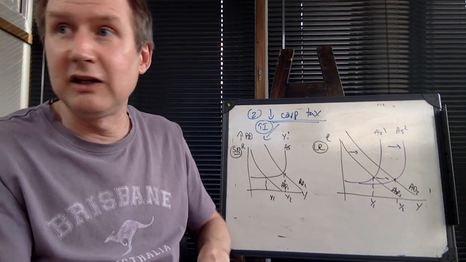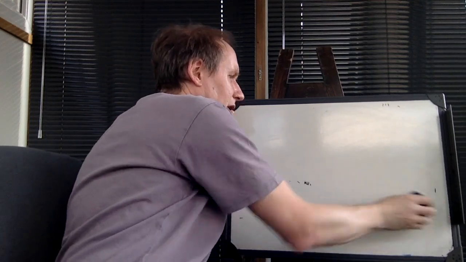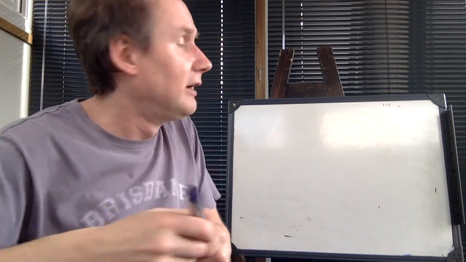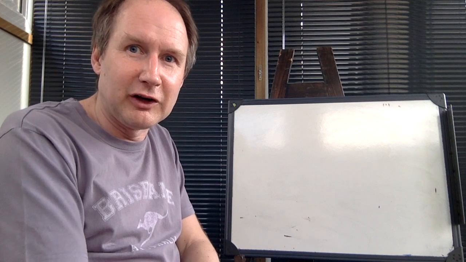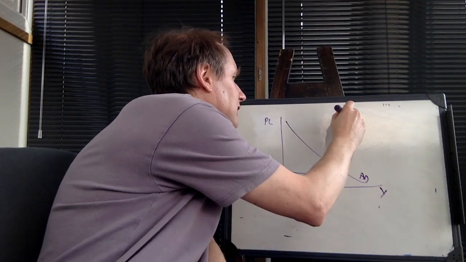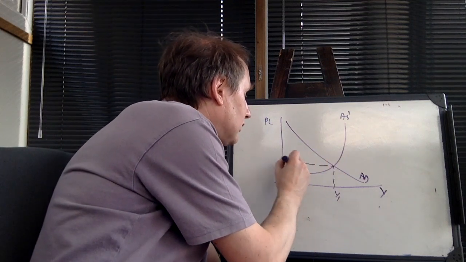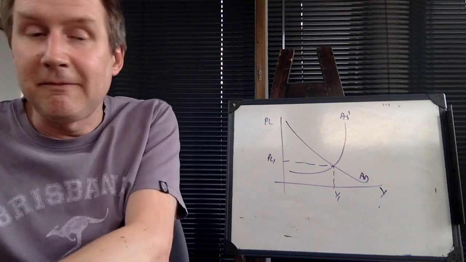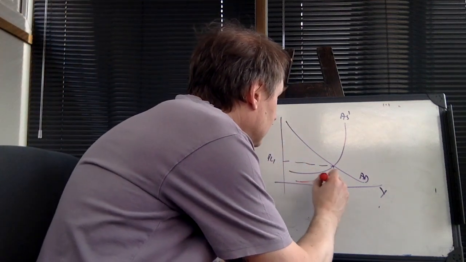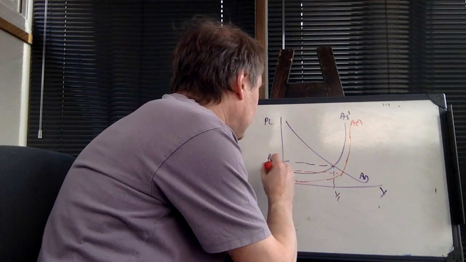The third one is a cut in VAT. This is the one that everybody always draws wrong, because they draw AD shifting to the right and end up with a higher price level, which obviously is very stupid, because cutting VAT can't increase prices. In terms of the model that we've developed up to this point, cutting VAT doesn't affect the capacity of the economy. The capacity remains exactly the same, but it does reduce firms' cost bases. Because your costs are lower, it puts downward pressure on the price level.